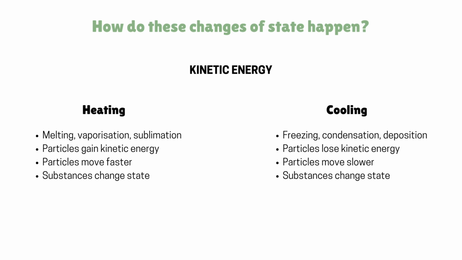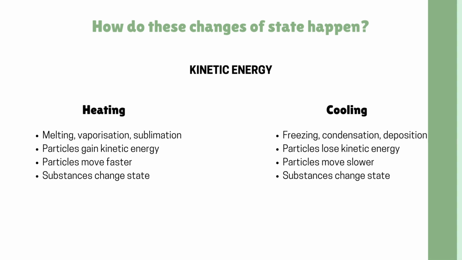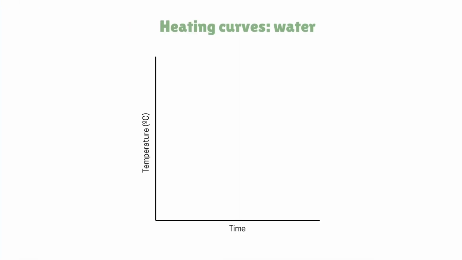On the other hand, as substances are cooled, they will lose kinetic energy and the particles will move slower, so again, they will change states. This will be the case for freezing, condensation, and deposition. These changes of state based on heating and cooling are illustrated by heating and cooling curves.